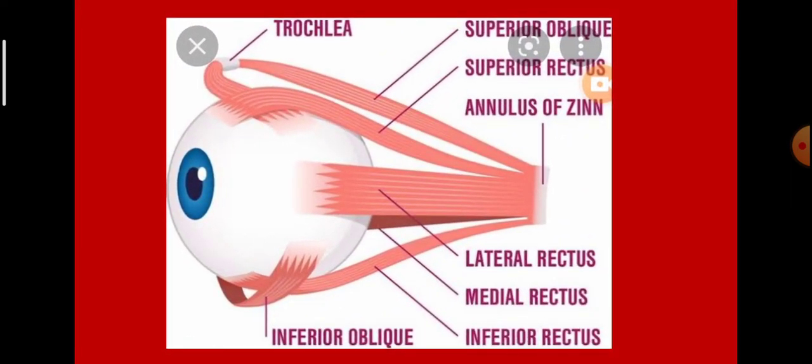These are the recti, that is the superior rectus, this is the inferior rectus, that is the lateral rectus, and that's the medial rectus. And then again we have the superior oblique muscle, and of course we then have the inferior oblique muscles.